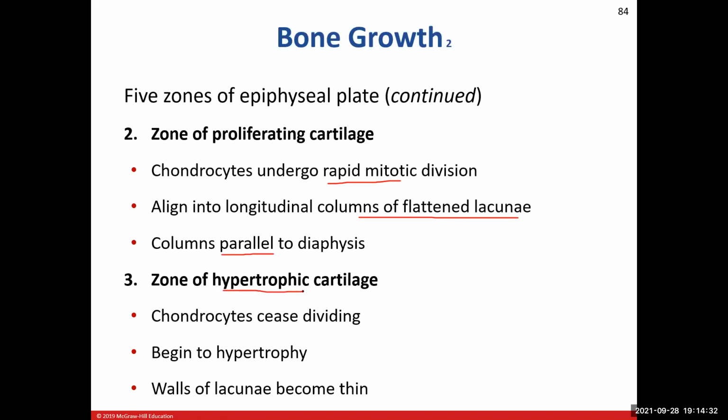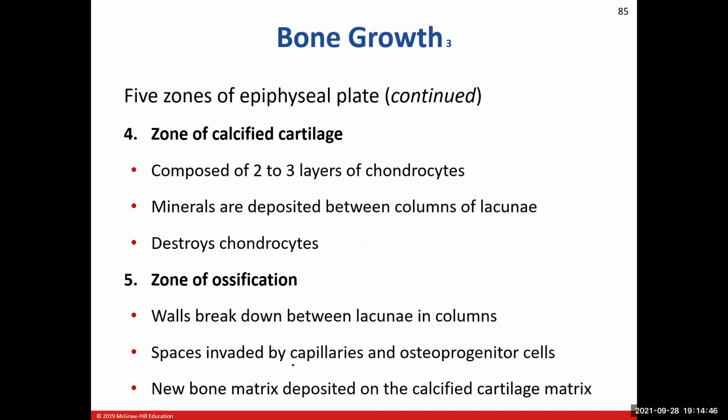What does that mean? We get an increase in the size, okay? So the chondrocytes are no longer dividing. They undergo hypertrophy, which means they just get bigger. So when they get bigger, they're going to take up more space. But unfortunately, they get moved on to the next zone, and this is where they start to die. So they don't really live too long of a life here.